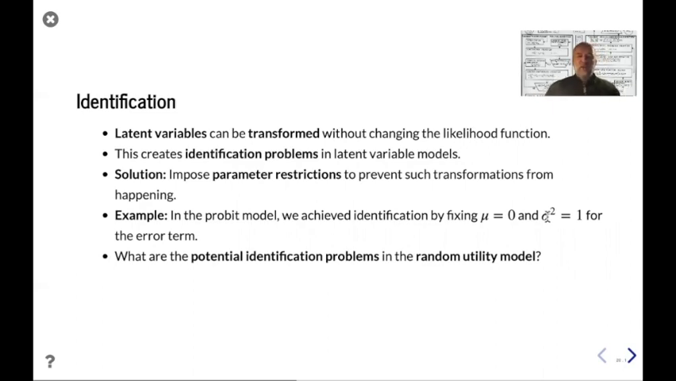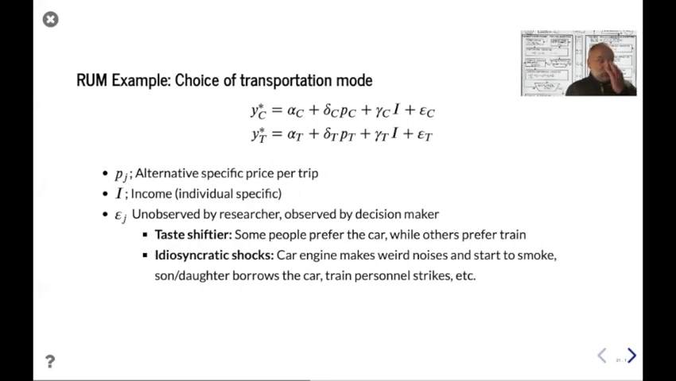The question is, what are the potential identification problems in the random utility model, and how are we going to deal with them? I'm going to start with a binary example, but the idea generalizes to multinomial examples. It's the same logic, and I just think it's good to look at the type of variation that's driving what we can identify.